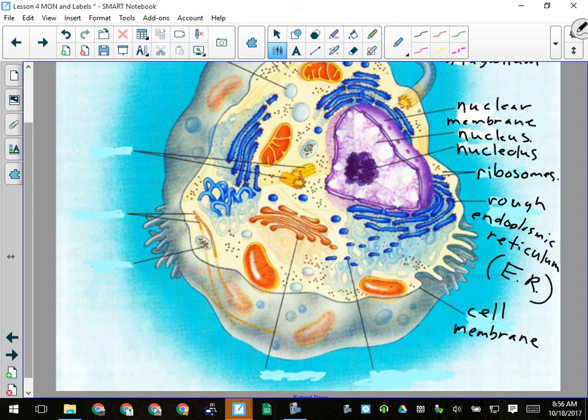Some things move across it passively, especially water. Water goes across the cell membrane no problem because water's pretty safe. Sometimes the cell membrane will fold on itself and create a greater surface area.